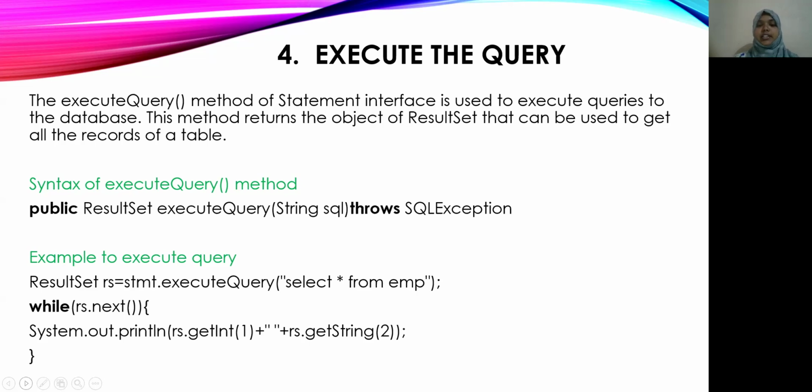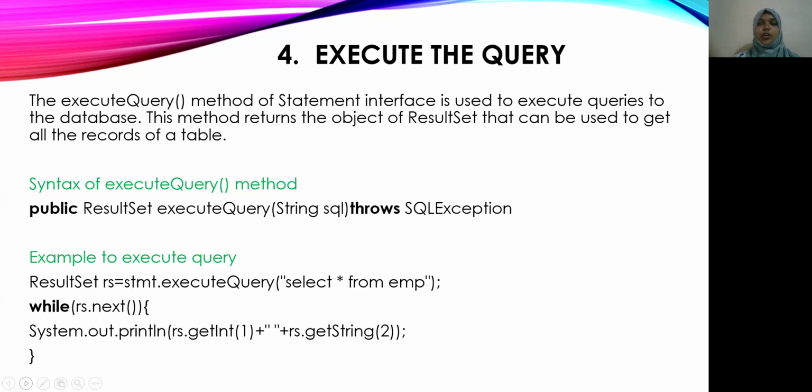Like here, you can see that we have passed the query as select star from EMP, which is a SQL query. In the example, the result set rs is given by stmt.executeQuery with select star from EMP. This is the way you create the result set, or extract the result for whatever query you want from the SQL.